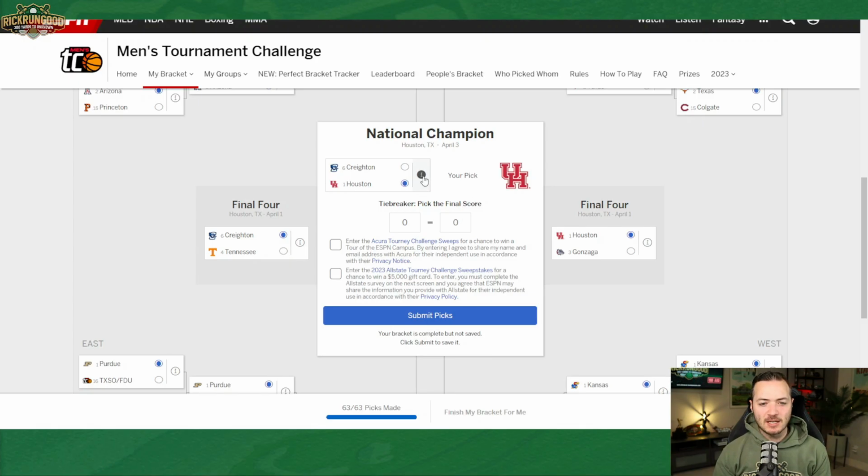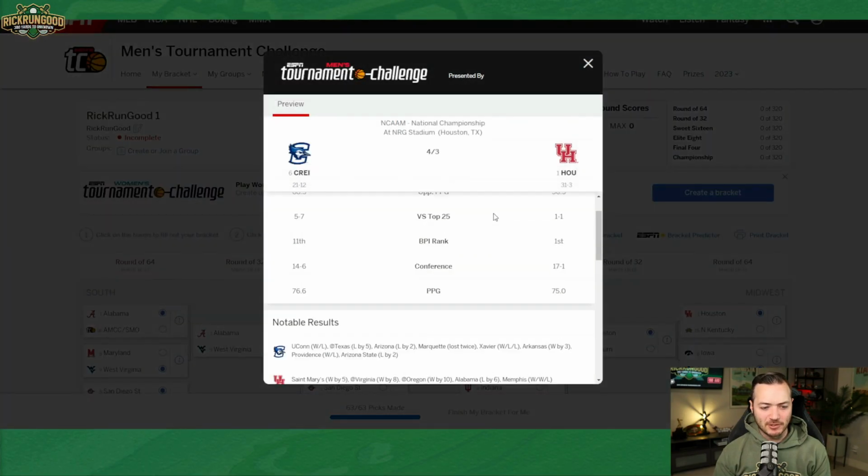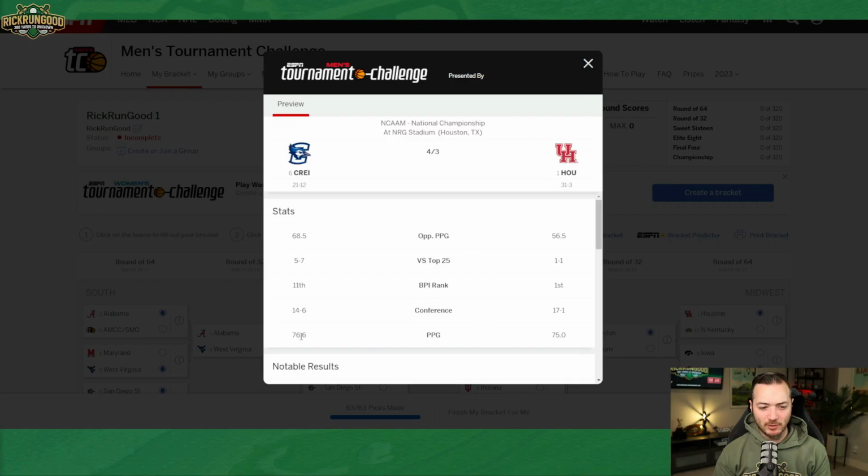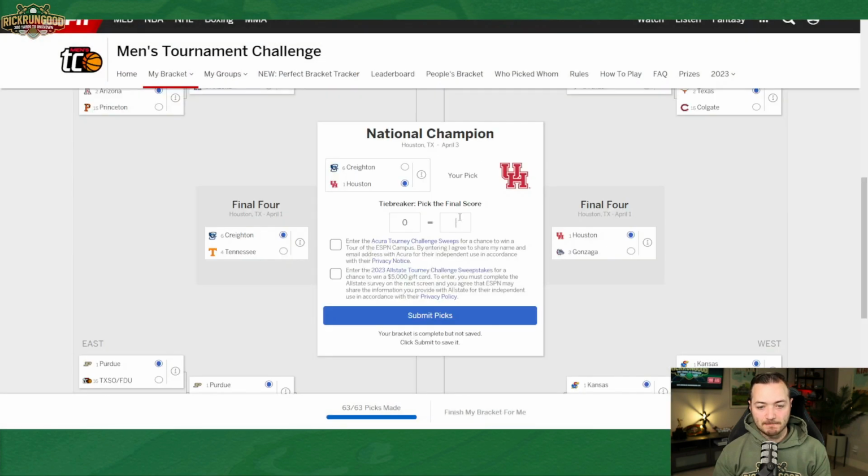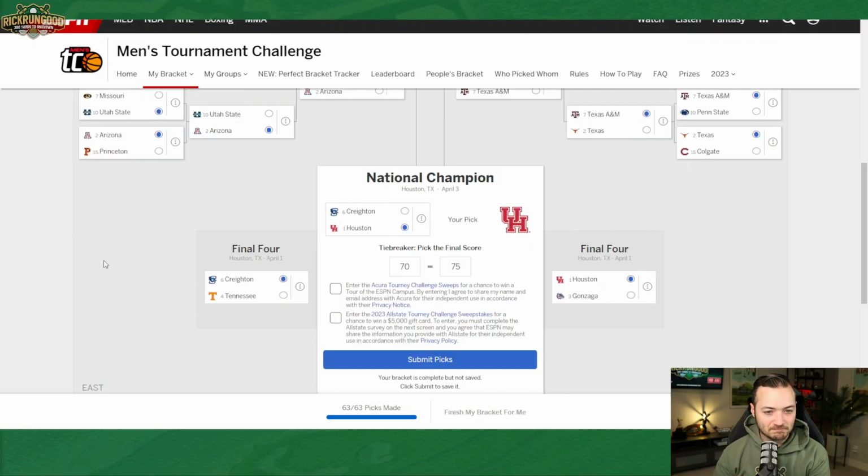As far as the tiebreaker goes, I don't know. I would probably just look up points per game or whatever. Creighton's, these both seem to be pretty high scoring teams. Wow, Creighton in the national title game is absolutely terrifying. But let's say 75-70. Okay.